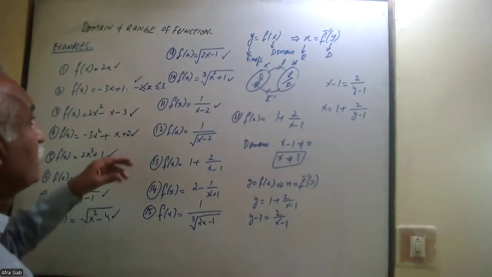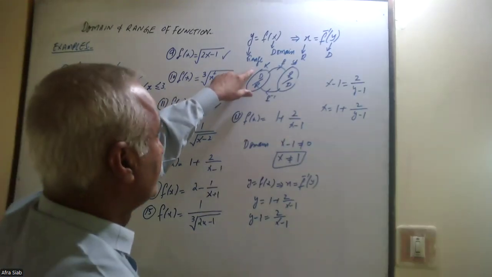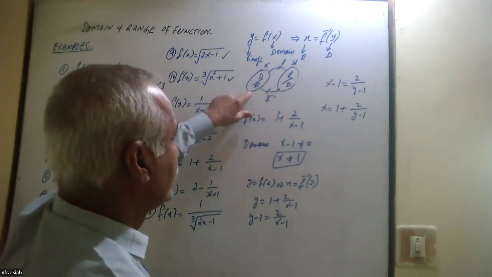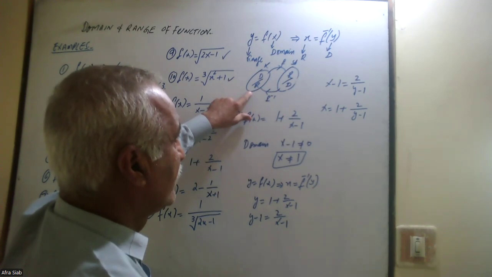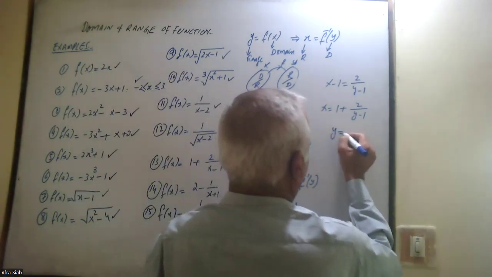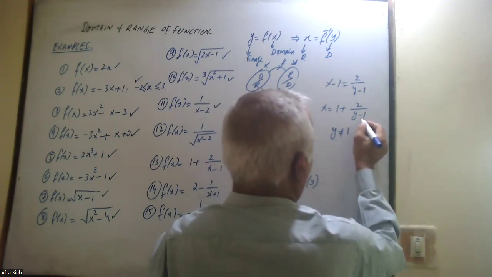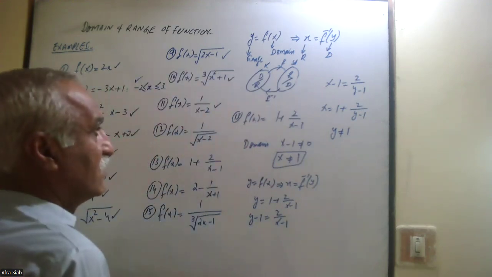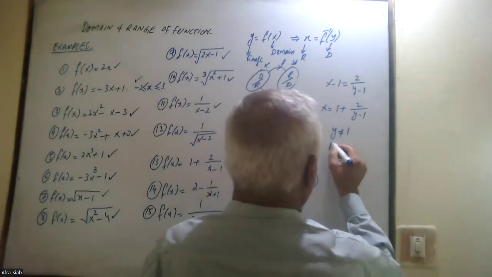Since we have shown in the beginning that this is the domain and this is the range, when you take the inverse, this is the domain and this is the range. So y values is not equal to 1. So y is not equal to 1, or y minus 1 is not equal to 0. So this is the range of this graph here.